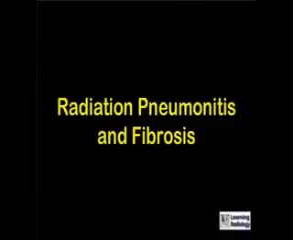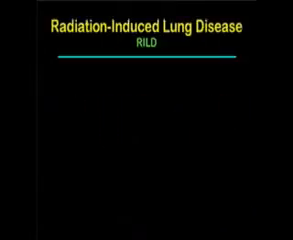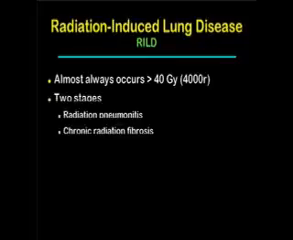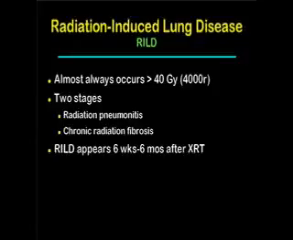Radiation pneumonitis and fibrosis. Radiation-induced lung disease, or RILD, almost always occurs at greater than 40 gray, or 4,000 rads. It usually occurs in two stages, first radiation pneumonitis, and then chronic radiation fibrosis. Radiation-induced lung disease, in general, appears about 6 weeks to 6 months after radiation therapy treatments.